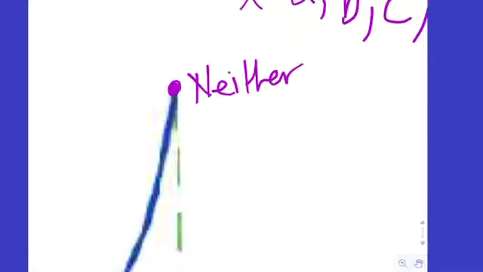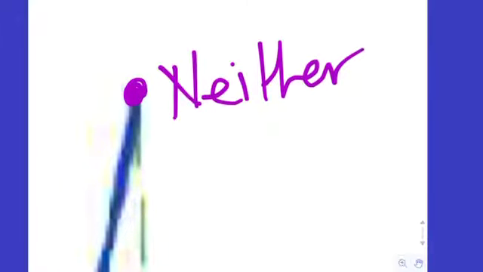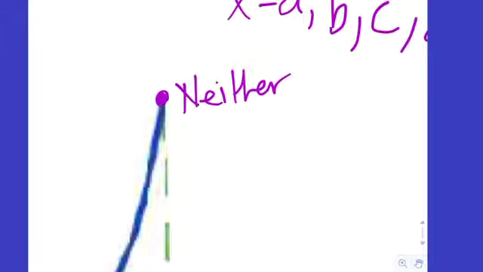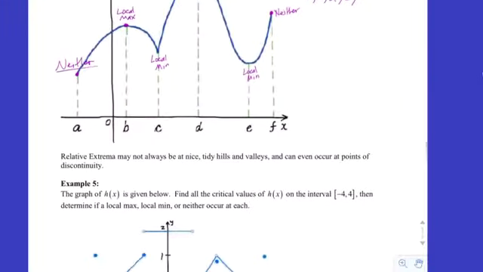Now, if you go to college, you might get a professor that changes the definition of a local max or min, and he may say that the graph doesn't have to live on either side, and then he would call that a local max. But until that day comes, as far as it goes in this class, local extrema cannot occur at endpoints, okay? Neither. Great. Local extrema may not always be at nice, tidy hills and valleys.